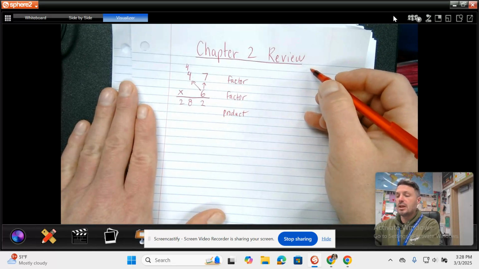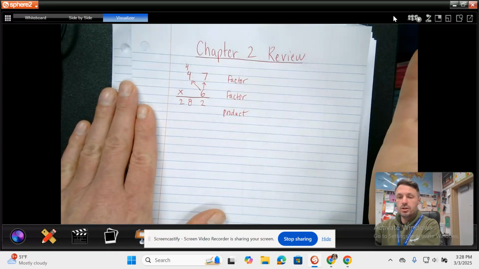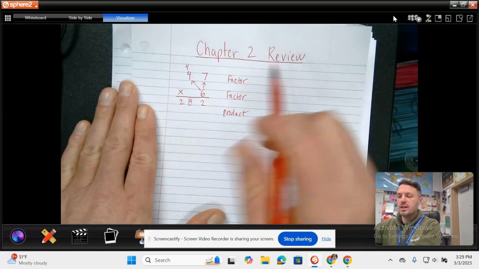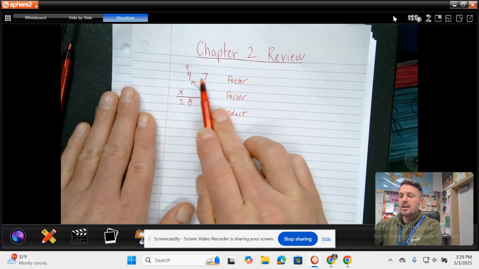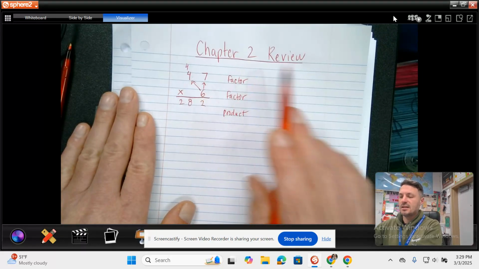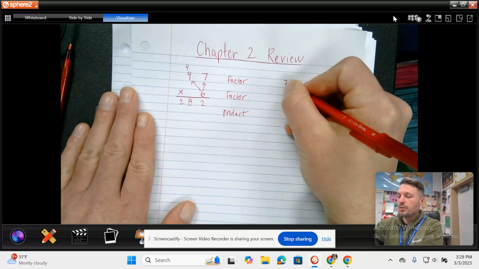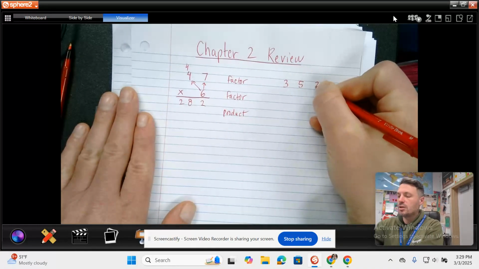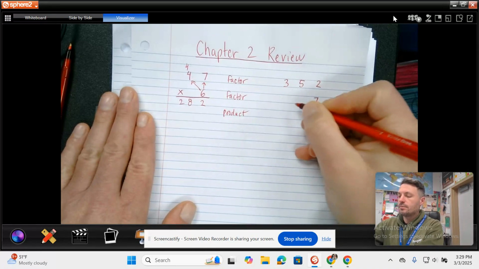And multiplying it by a three-digit number or a four-digit number or a five-digit number, you do it the same way. You just multiply it by each of the numbers on top, regrouping as necessary. Let's just do one more example like that. Let's do 352 times 7.